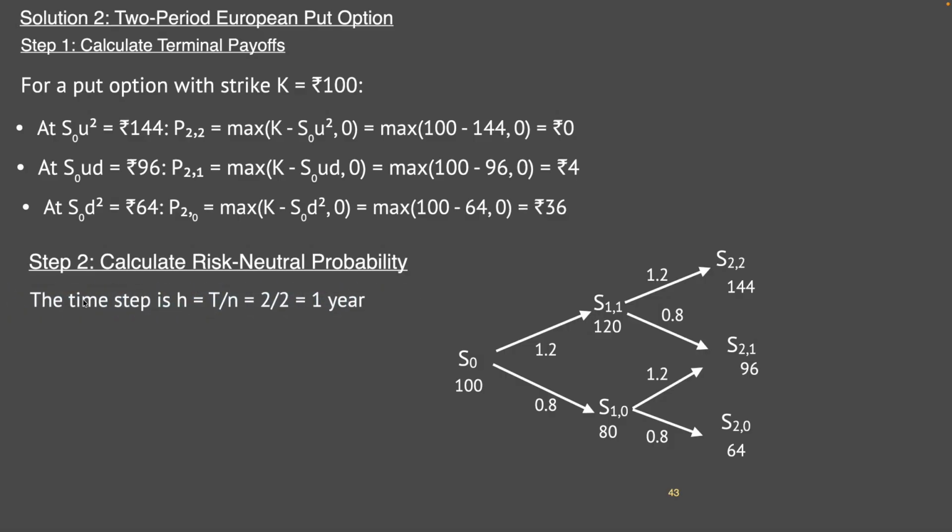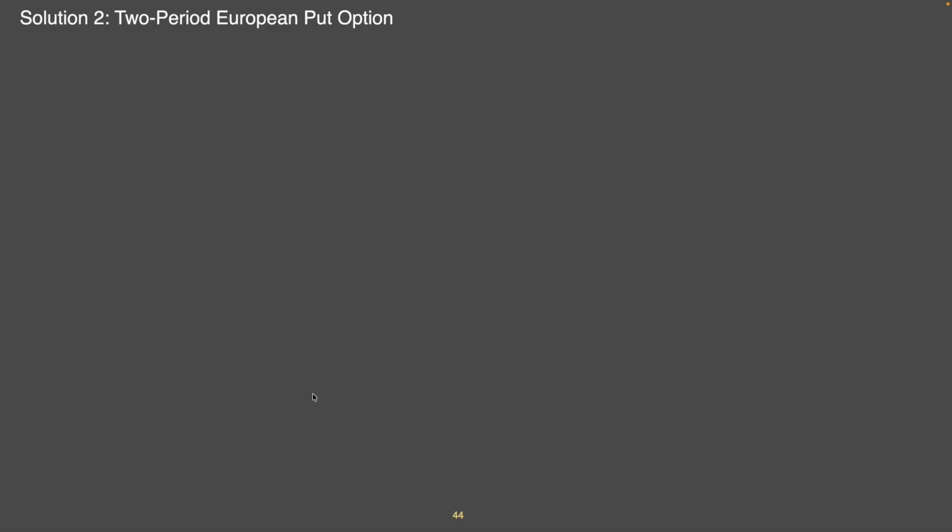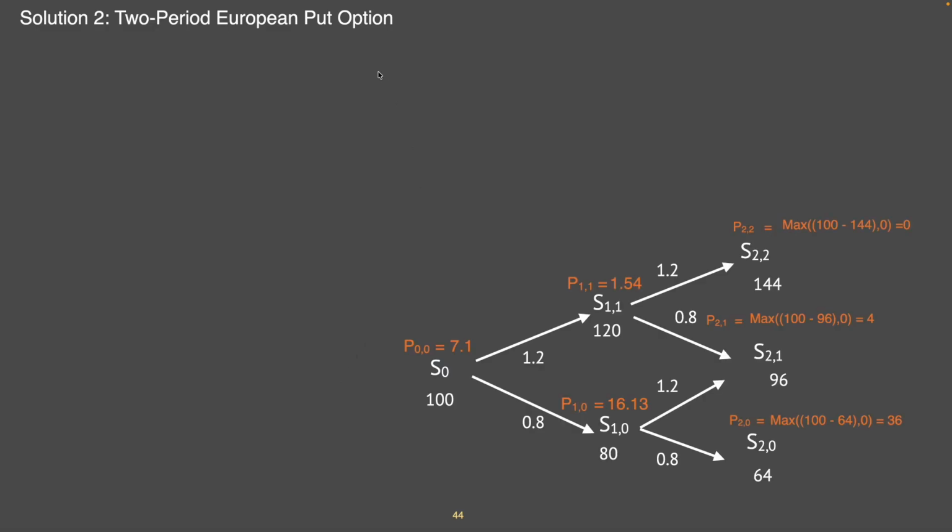Now we have to calculate in step 2 the risk neutral probability. So what is the risk neutral probability? The time step is what? Small h is equal to capital T divided by n, where the total expiration of the option is 2 years and the number of periods is 2, so it becomes 1 year. So we calculate P as e to the power of r into capital T minus d divided by u minus d, which is the risk neutral probability, as 0.6. So P is 0.6 and 1 minus P is 0.4.